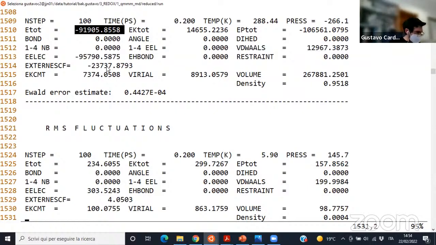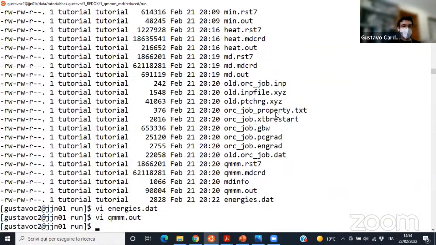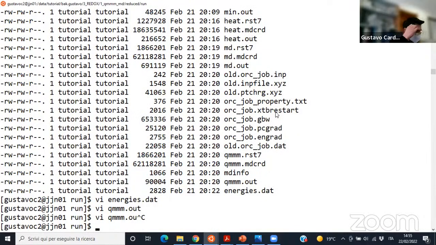Can you show the input file? Yes, I can show the input file. This, by the way, is... okay, but sorry, I think the QMMM input file is in the PDF of the tutorial.